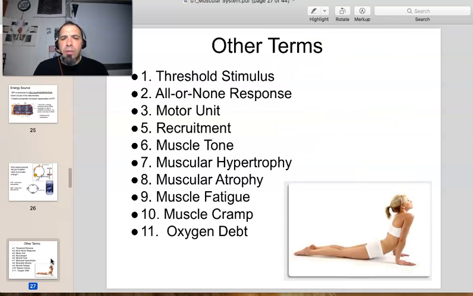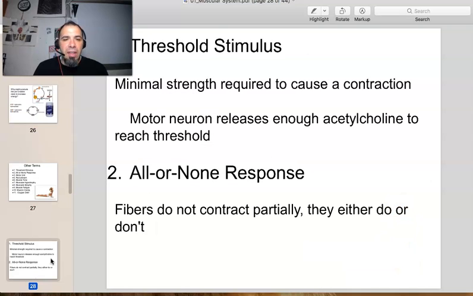Here are some other terms. There's threshold stimulus, all or none response, motor unit, recruitment, muscle tone, muscular hypertrophy, muscular atrophy, muscle fatigue, muscle cramp, and oxygen debt. So I'm just going to go through these terms with you. So the threshold stimulus is the minimal strength required to cause a contraction. And so once you reach a threshold, the muscle will contract.